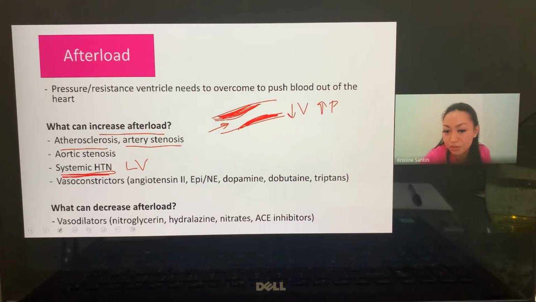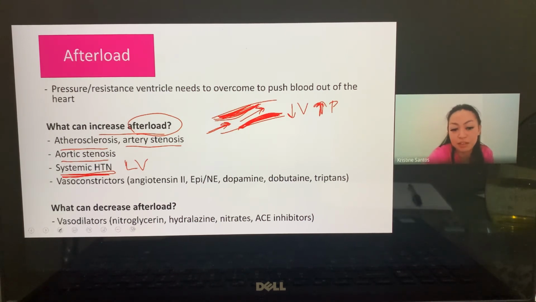We've decreased the volume of this vessel. So that means there's going to be an increased pressure in this vessel. So if this happens in our systemic circulation, we're going to increase the pressure in the systemic circulation, and that's going to increase your afterload. Okay? Aortic stenosis is just the stenosis of the aortic valve.